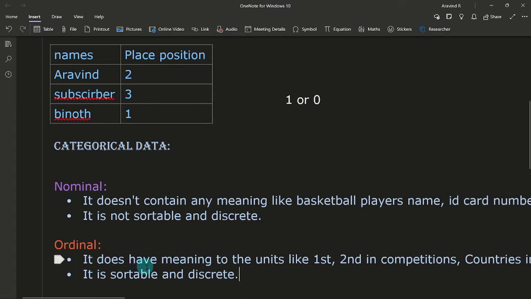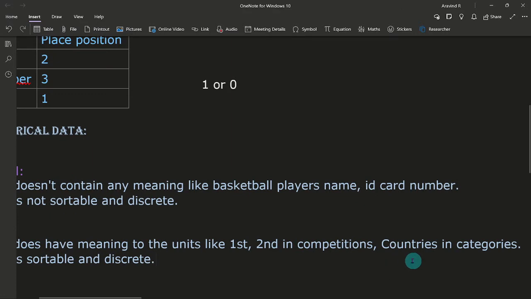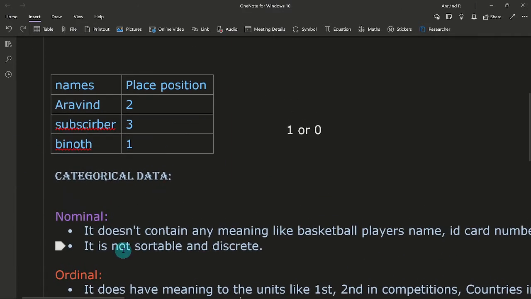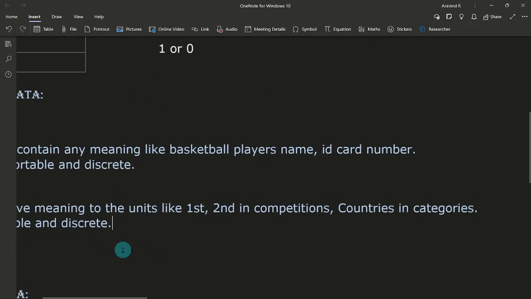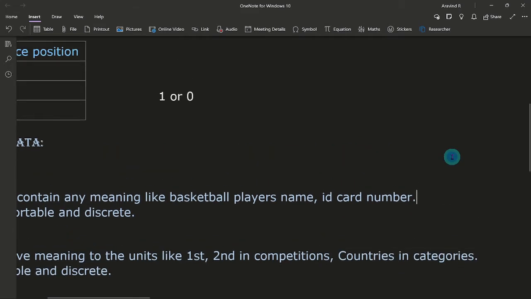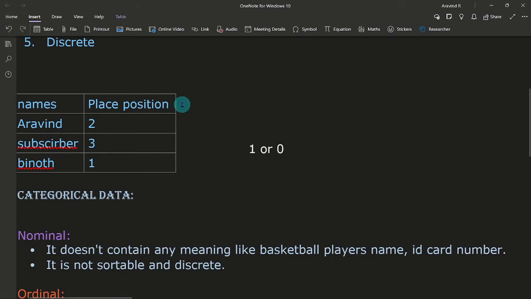It does have meaning actually. Binod got first in the basketball game, Aravind got second, and Subscriber got third. Then countries in categories. Ordinal means we can order the data based on time, position, or data, and we can sort ordinal data. Now in this countries in categories, let's see by adding another column.